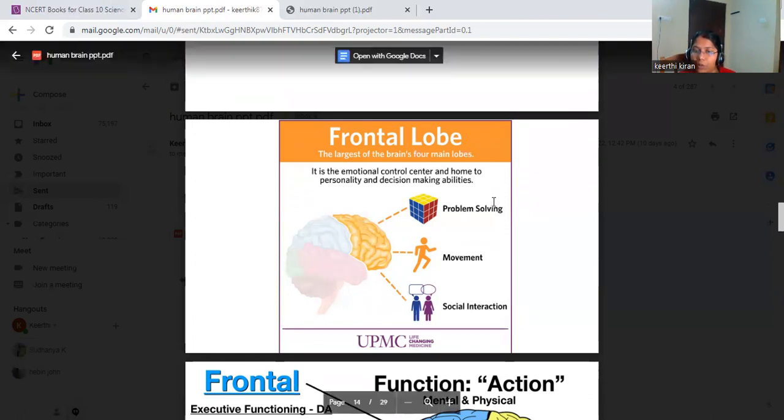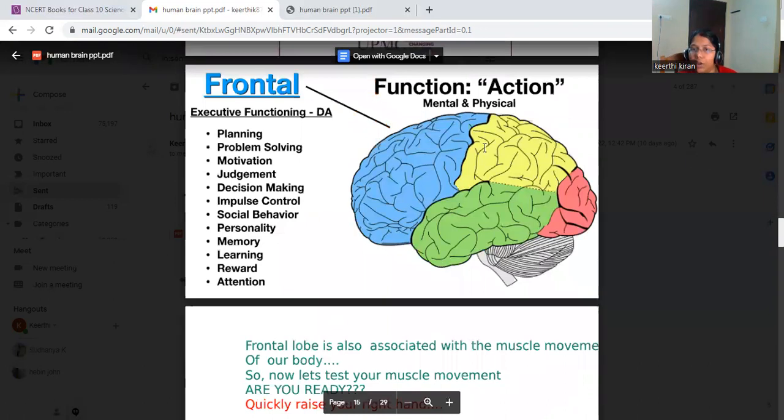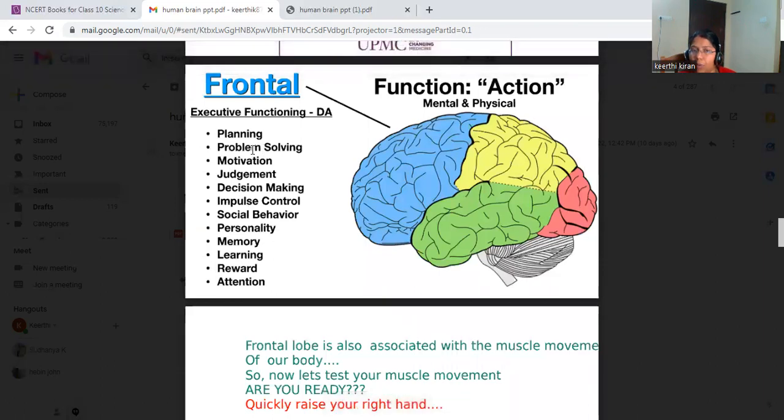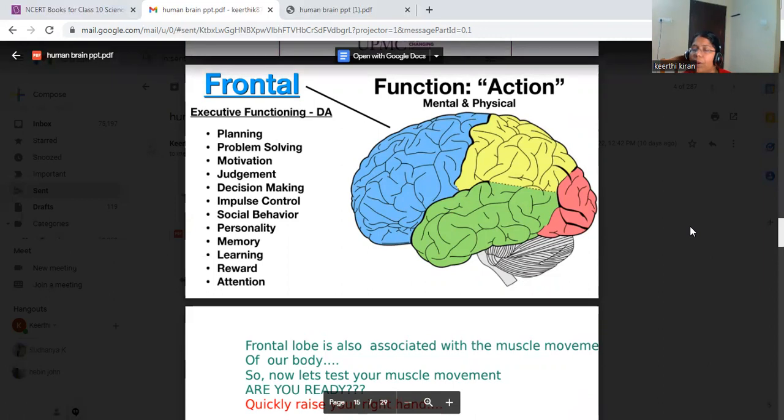So see here, problem solving, movement, social interactions, all those deal with the frontal lobe. Understand? Both mentally and physically, these are the executive functions like planning, problem solving, motivation, judgment, decision making, impulse control, social behavior, personality, memory, learning, reward, attention, all deal with the frontal lobe. It is not only associated with those things, we can also move our muscles, that is hand muscles, leg muscles, thighs. If we want to run or walk, it also deals with muscle movement.